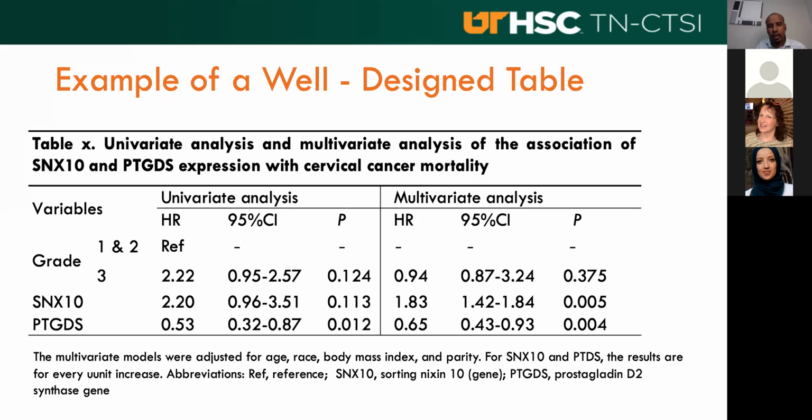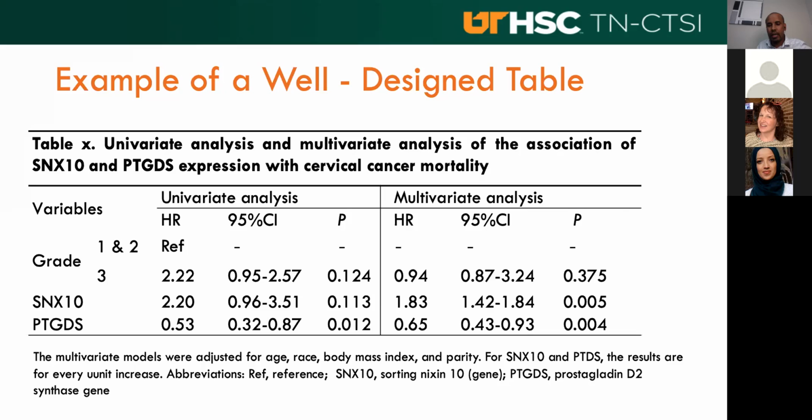And then for SNX10 and PTGDS, these are genes related with cervical cancer in this study. We have only the hazard ratios. This is because they are continuous variables in the expression of these genes. And the hazard ratios are for every unit increase in the expression. So in this table, we have footnotes which help us understand the difference between the univariate analysis and multivariate analysis. The multivariate models were adjusted for age, race, body mass index, and parity. That means the number of pregnancies.